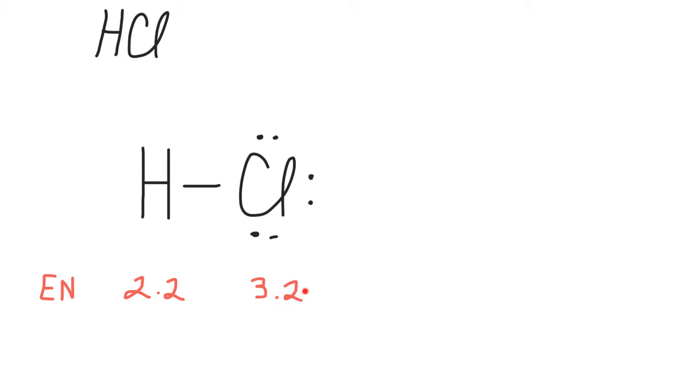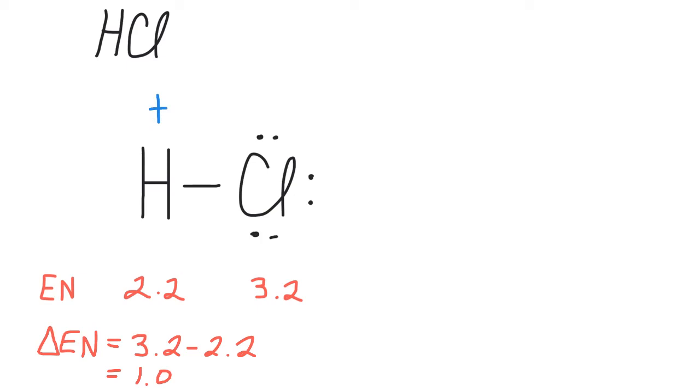Since the electronegativity of chlorine is higher than that of hydrogen, that means that the electrons in this bond are going to be held more tightly by the chlorine than the hydrogen. In fact, when we find the difference in electronegativity, it's 1. So that puts us in the polar covalent bond region. So in a polar covalent bond, I can show a bond dipole.